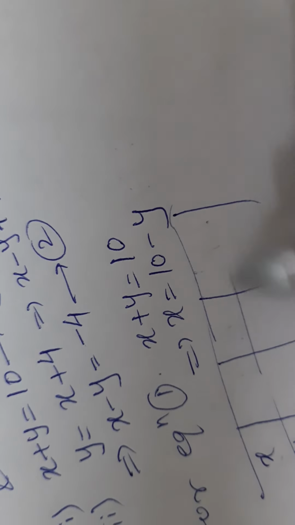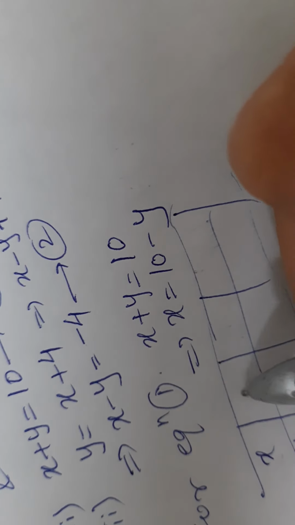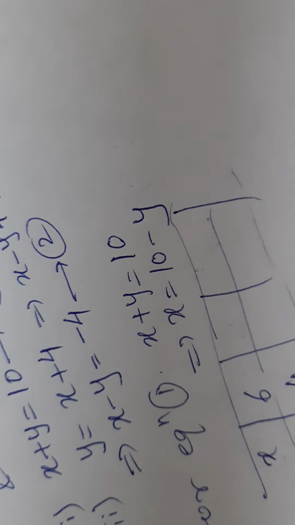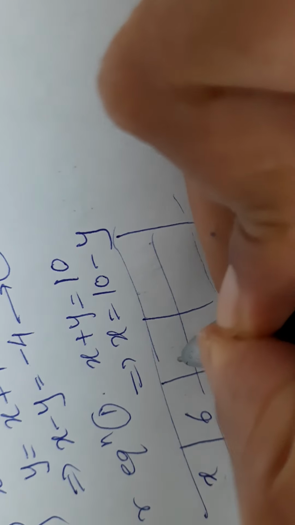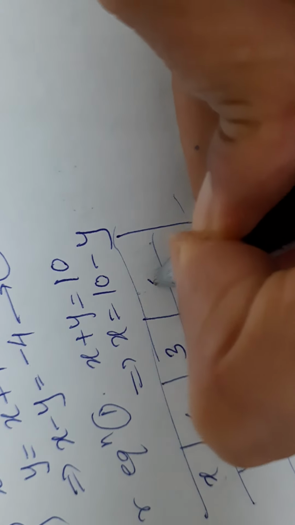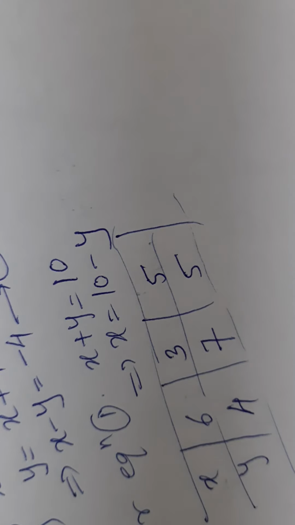You can take any values of x and y. If I take x as 6, then your y becomes 4. If I take x as 3, then y will be 7. If I take x as 5, then y will be 5.